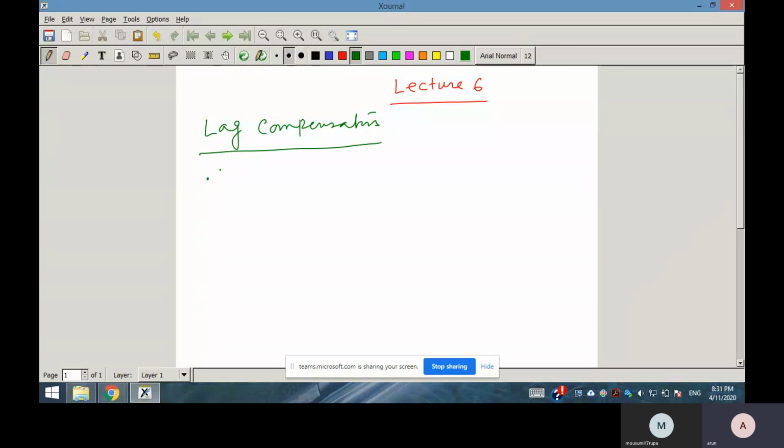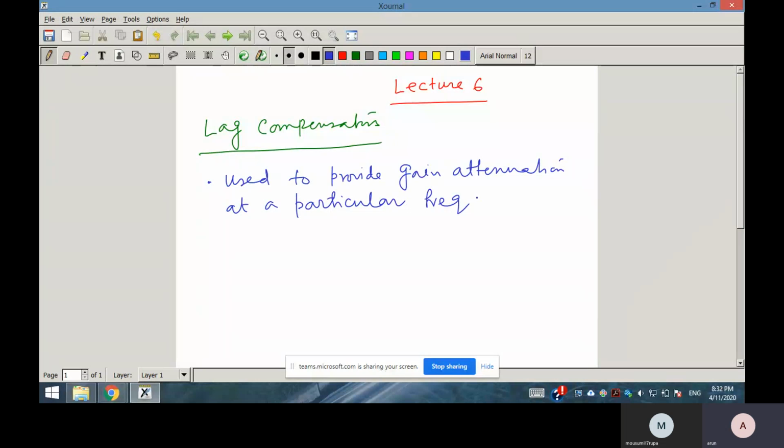Lag controllers are used to provide gain attenuation at a particular frequency. So this is the main objective.